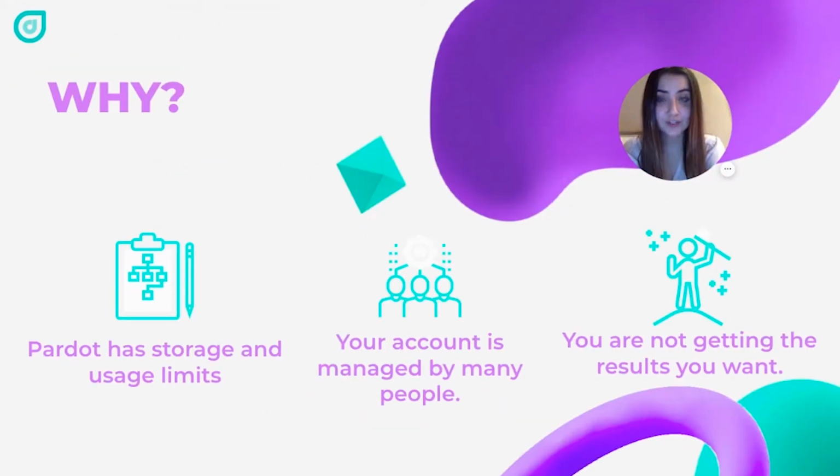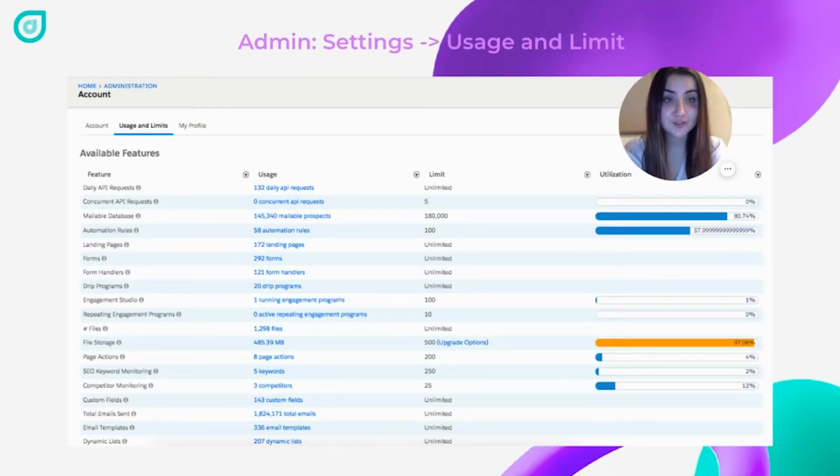So first of all, I want to talk to you about why you should clean up your Pardot account. The first reason is that Pardot has storage and usage limits. So if you have an administrator role, you can go to admin settings, usage and limits, and you will be able to see all of the available features your Pardot account has, the usage that you have given to them, the limit that they have, and the utilization. As you can see, most of Pardot features are unlimited. However, there are some really important ones, such as automation rules or engagement programs, that have a fairly low limit.